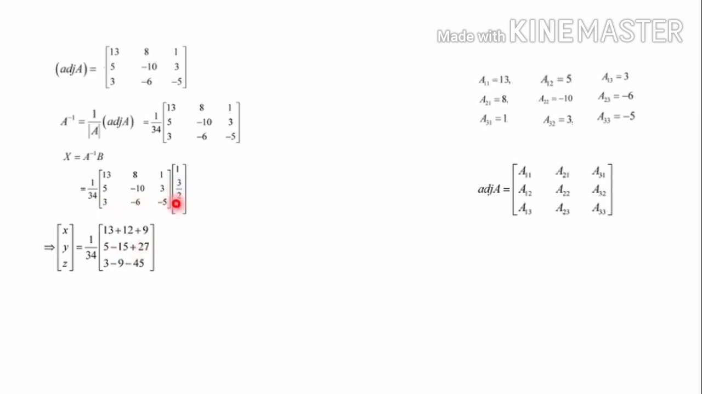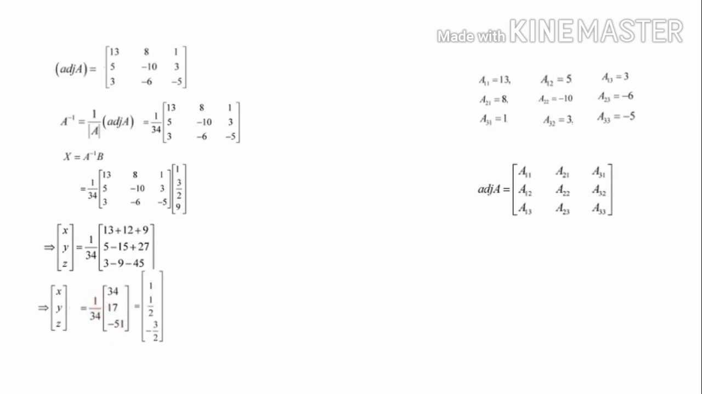Then third row: 3 into 1 is 3, minus 6 into 3 by 2, the 2 and 6 cancel, minus 3 into 3 is minus 9. Then minus 5 into 9 is minus 45. So x, y, z equals 1 by 34 into the matrix 13 plus 12 plus 9, which we have got as 34. 5 minus 15 plus 27 we get as 17, and 3 minus 9 minus 45 we get as minus 51. Then let's take this 1 by 34 inside.